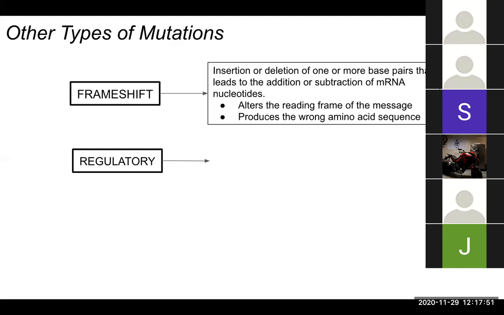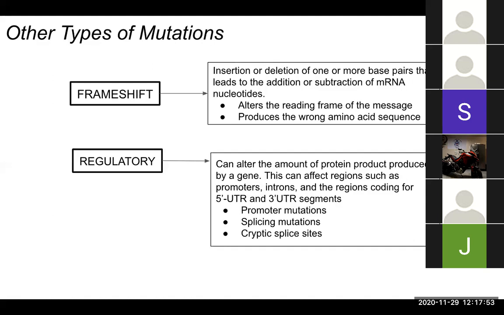Okay, go ahead and give me a click. Oh, perfect. So they can alter the amount of protein product produced by a gene. This can affect regions such as promoters, introns, and the regions coding for the 5' to 3' segments. So these are promoter, splicing, and cryptic splicing, or splice sites.